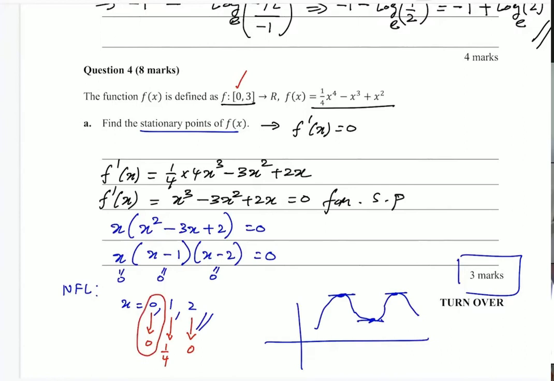Now x is equal to 3, but 3 is not a stationary point, so we have to find the coordinate. When x is equal to 3, what would be the y value? So you put 3 here. It's going to be 81 divided by 4, then 27 minus 9 would be 18. So it's going to be 81 divided by 4 minus 18.